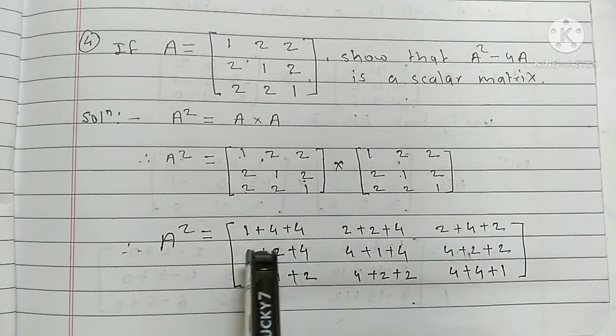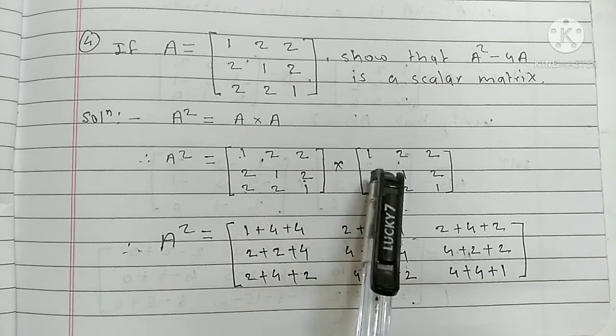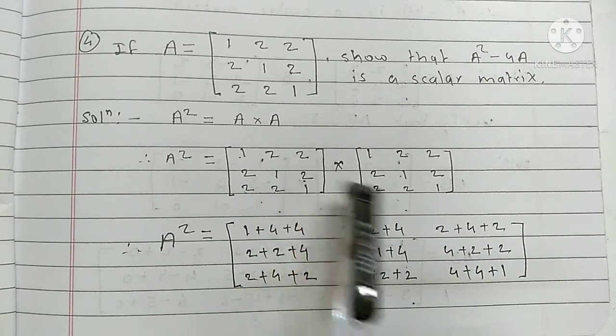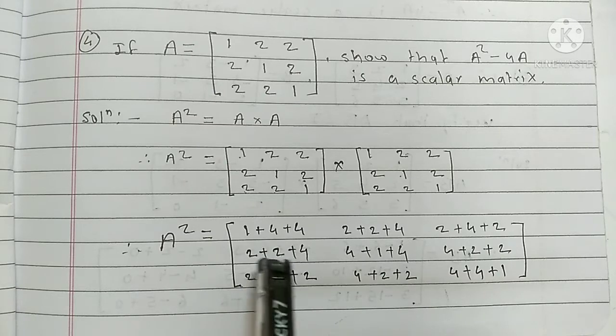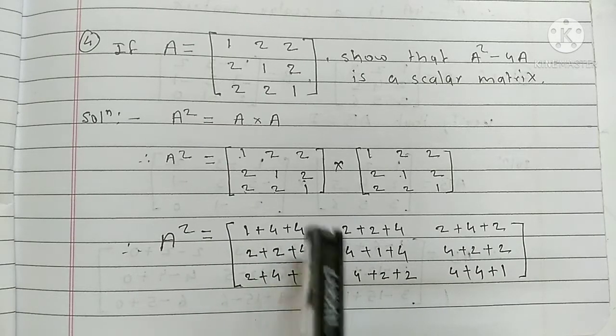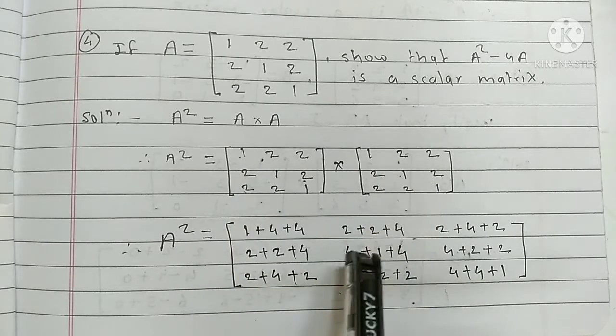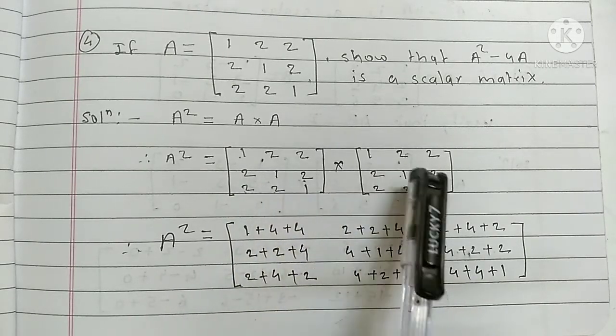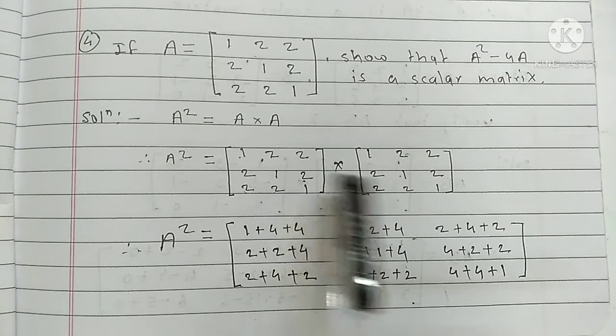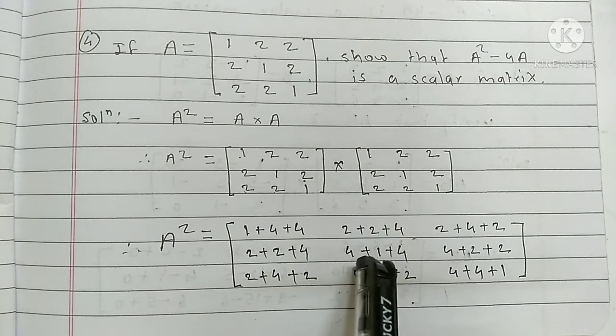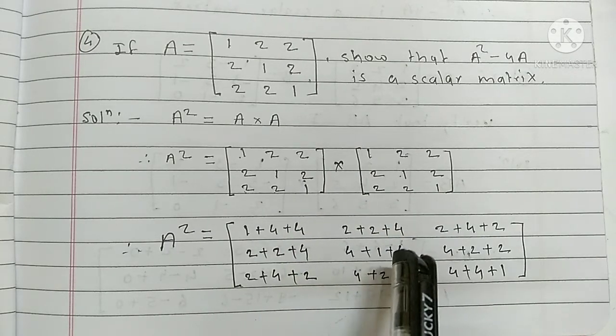2 into 1 is 2, 1 into 2 is 2, 2 into 2 is 4. So 2 plus 2 plus 4. Then second row, second column: 2 into 2 is 4, 1 into 1 is 1, 2 into 2 is 4. So 4 plus 1 plus 4.